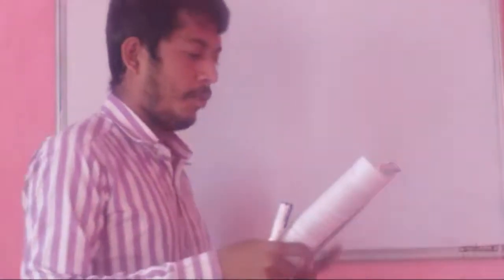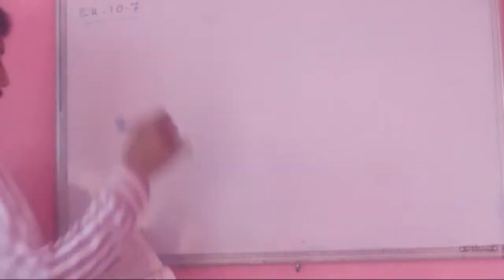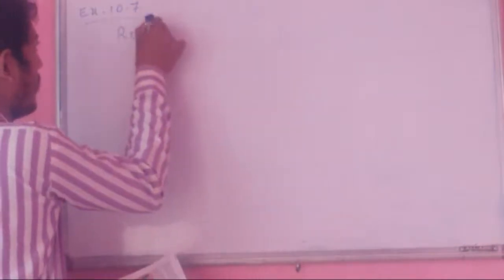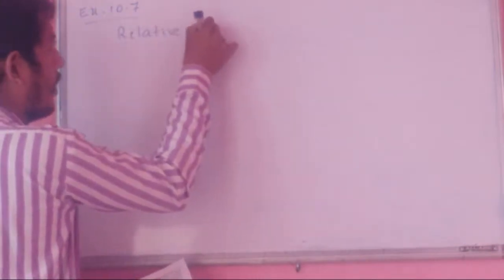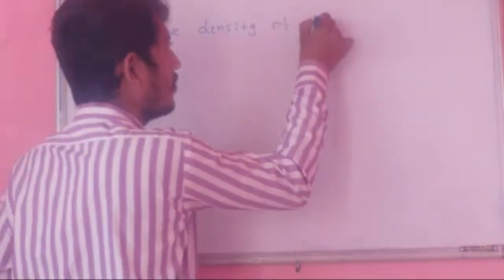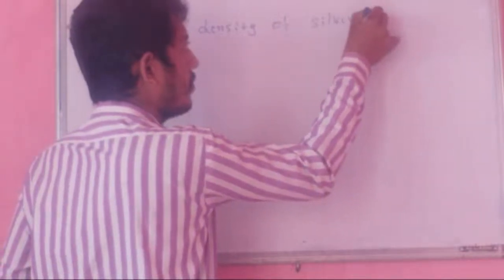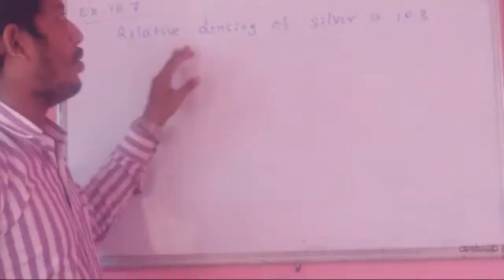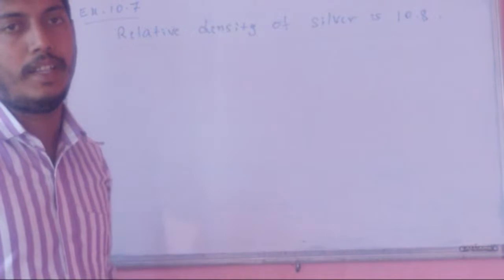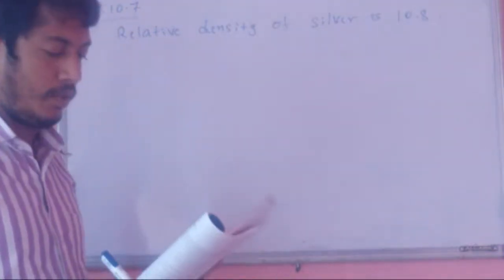So example 10.7. The relative density of silver is 10.8. See here, they give the relative density of silver as 10.8. They did not give the SI unit because it does not have any SI unit. Okay, it is a unitless quantity.